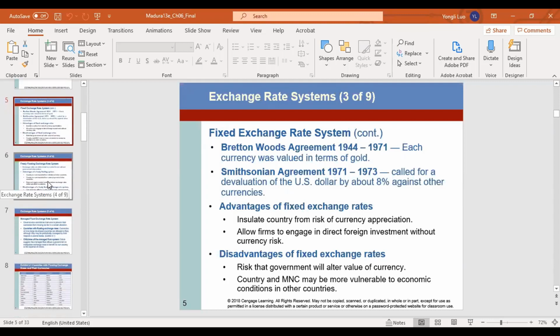The fixed exchange rate system had the Bretton Woods Agreement over 1944 to 1971. Each currency was valued in terms of gold. After the Bretton Woods Agreement collapsed, the Smithsonian Agreement during 1971 to 1973 called for a devaluation of the US dollar by about 8% against other currencies.